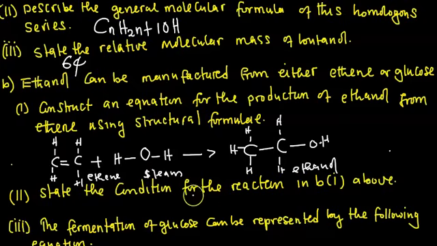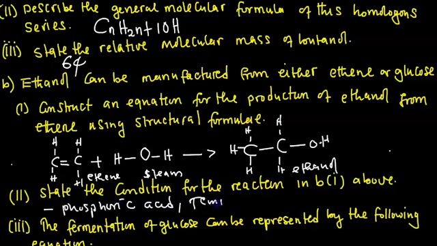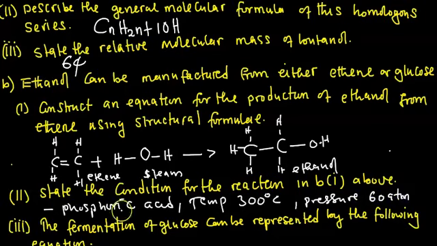Then state the conditions for the reaction above. So the conditions here: one, you need phosphoric acid as the catalyst. Two, a temperature of 300 degrees Celsius. Just a repetition of what we've looked at. Then a pressure of 60 atmospheres.